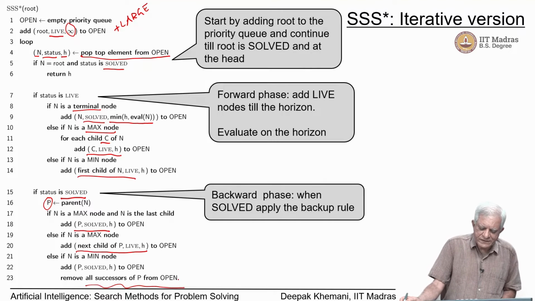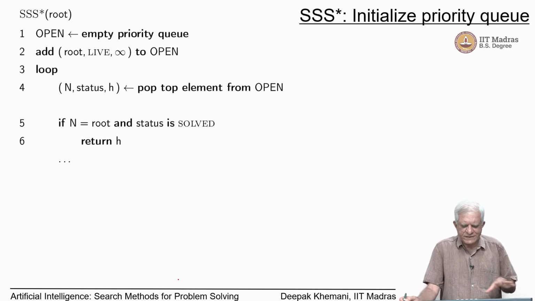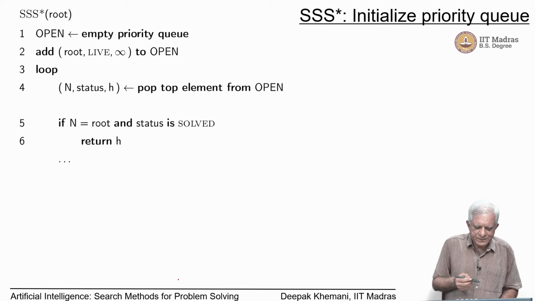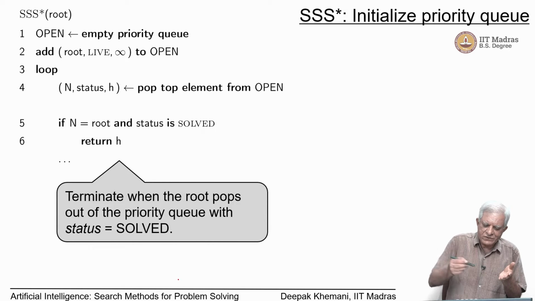So, there are two phases. In the forward phase, we construct the clusters, add live nodes till we reach the horizon, only evaluate at the horizon. In the backward phase, when we are looking at solved nodes, we apply the backup rule and we keep refining these things. So, this is just the same algorithm in three separate parts. So, the initial stage is, add the root node as a live node with a value infinity.